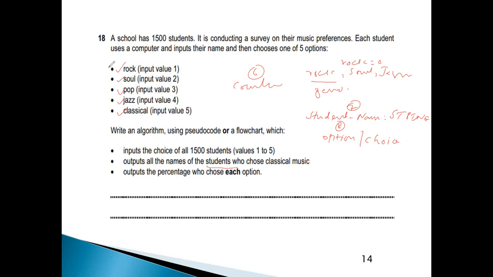And then we do for counter equals 1 to 1,500. Good. Then we do read option, or choice. And then you have to put a condition to count.